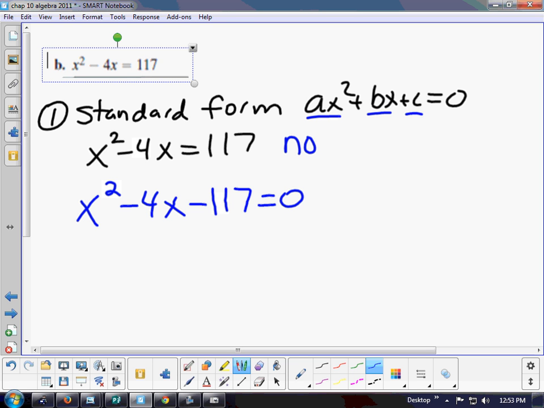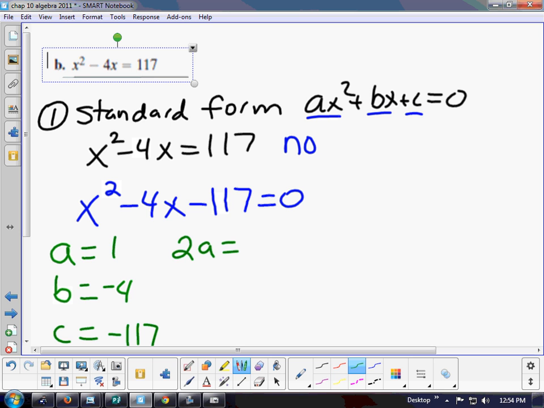Okay. Now, there are several components of the quadratic formula that we need. And like we did last week, let's figure out what A is, what B is, and what C is. And everybody's pretty good at that. A is 1, B is -4, and C is -117. Okay, now, be careful here. We need to know for the quadratic formula what 2 times A is. What's 2 times A? 2.